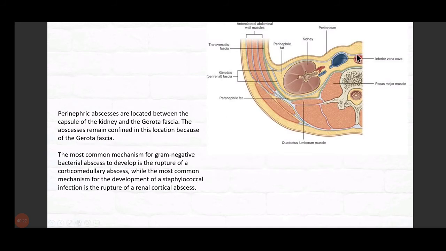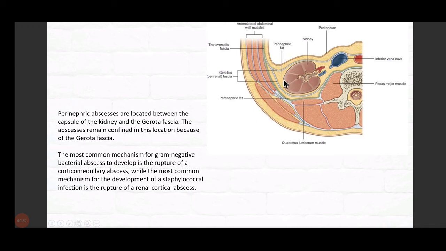What is a perinephric abscess? So this is the kidney, and this is the Gerota's fascia. This is the Gerota's fascia. So any collection in this region surrounding the kidney will be a perinephric abscess. Most of the time, these abscesses arise by rupture. If you find a corticomedullary abscess here, which can be a complication of pyelonephritis, and it ruptures outside the capsule, it becomes a perinephric abscess.